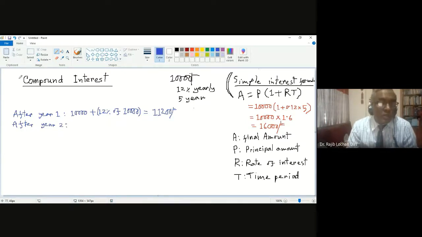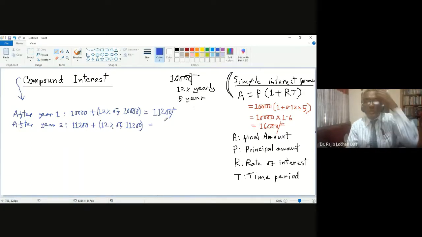In the compound interest system, we do not use the same 10,000 amount. We use the 11,200 taka, and then again 12% of 11,200, and the result will come, and it will be a little more than the simple interest.